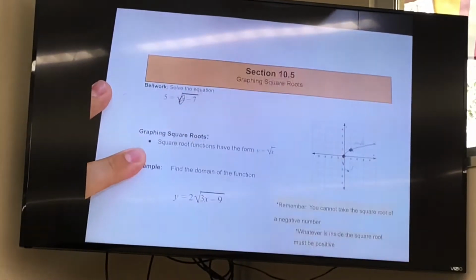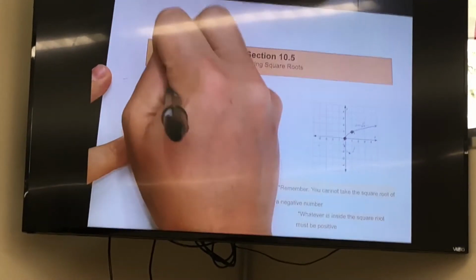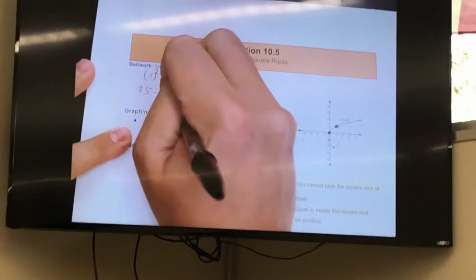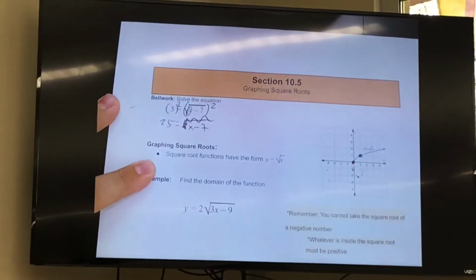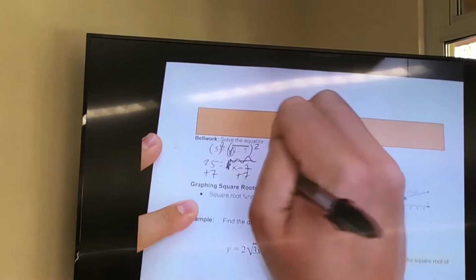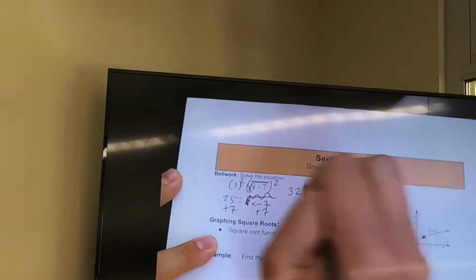So again, the point is to solve for x. We need to get rid of the square root by squaring both sides. We get 25 is equal to the square root of x minus 7. Again, square root is no longer there. So we're going to add 7 to both sides to get 32 is equal to x.